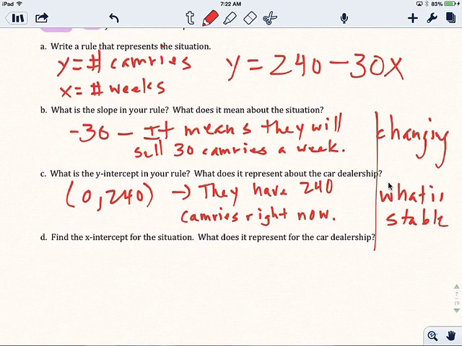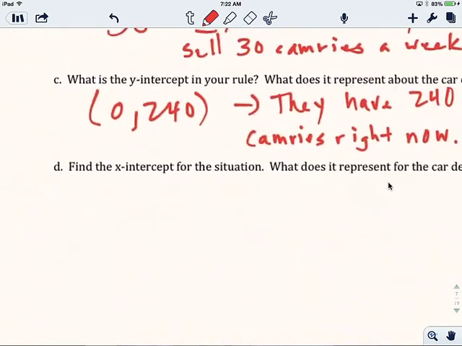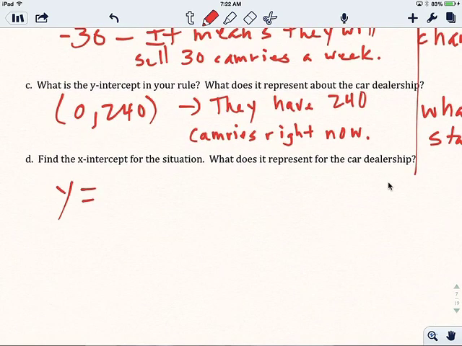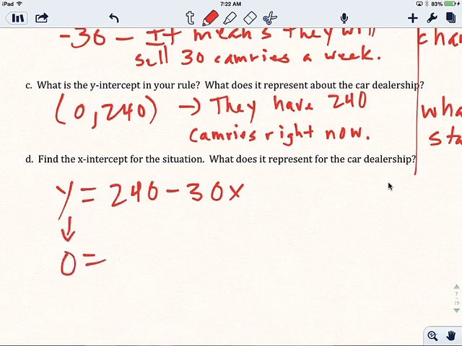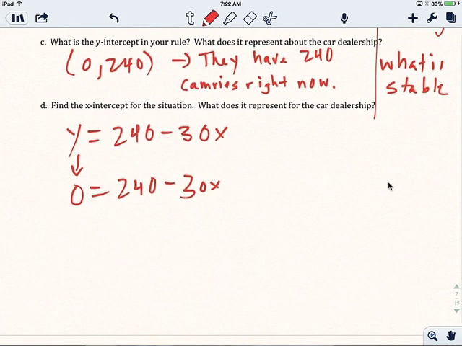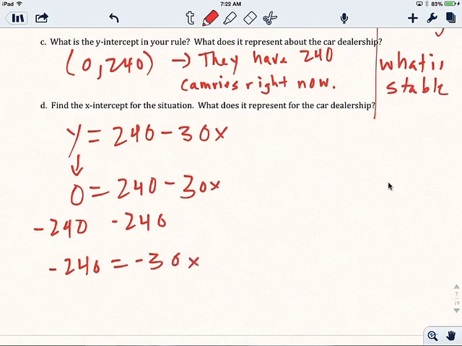Now it's going to ask me what the x-intercept for the situation is and what does it mean. You'll recall that to find the x-intercept, you take your function, y equals 240 minus 30x, and you replace y with 0, because at the x-intercept, y is always 0, and then you just solve for x. You guys did this a lot with your project, I believe, or at least once. So I'll take away 240, negative 240 equals negative 30x, divide by negative 30, and that tells me that x is equal to positive 8.